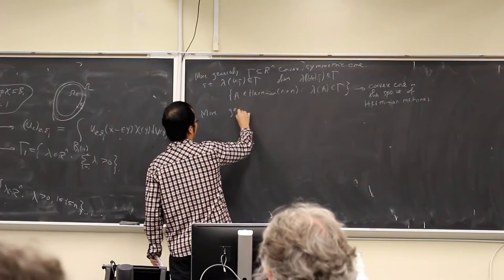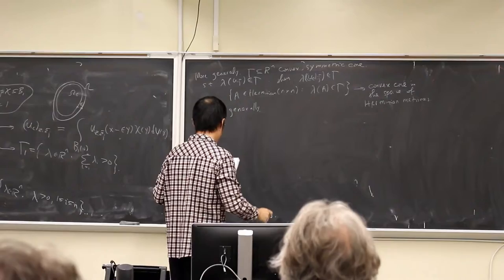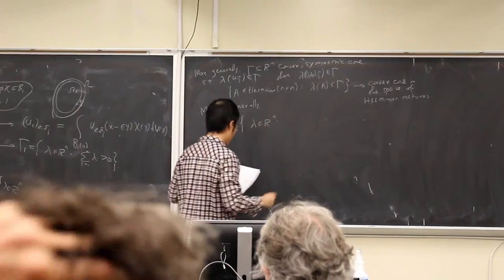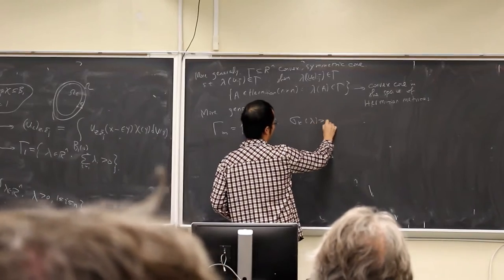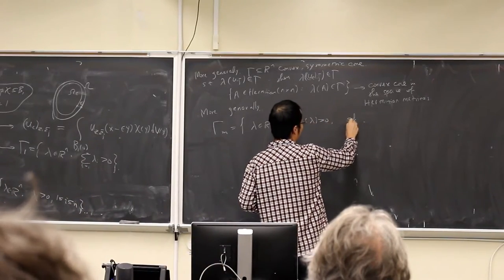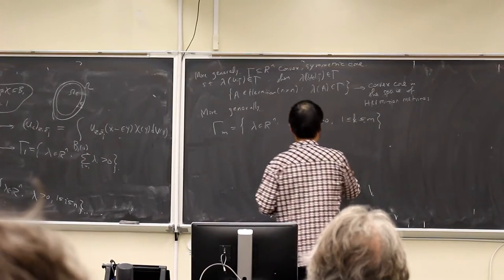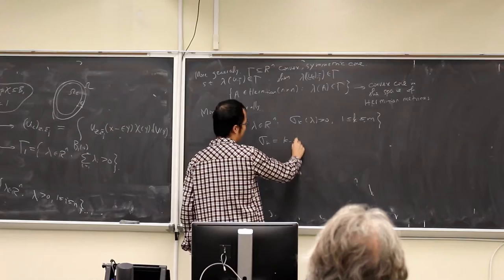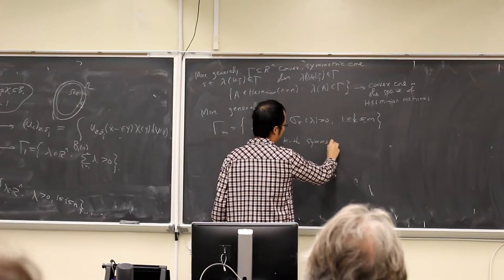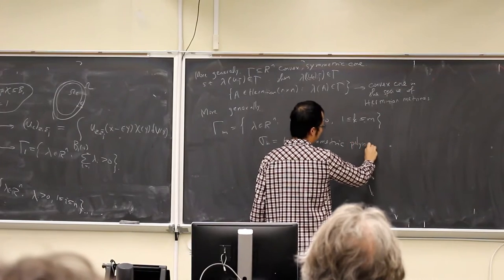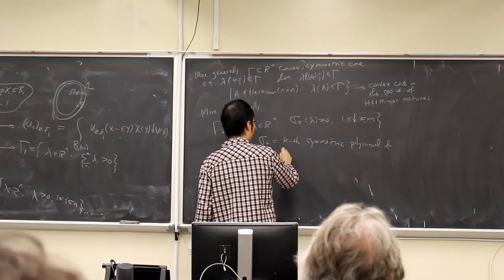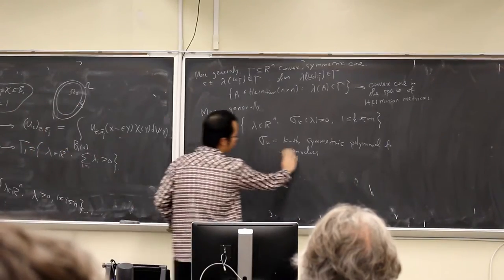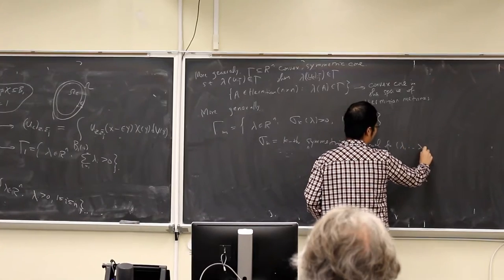And more generally, you can consider the cone gamma m, which is the cone for which sigma k of lambda is positive, where k is between 1 and m, and where sigma k is just the kth symmetric polynomial of the eigenvalues. Okay. So sigma k is the kth symmetric polynomial of the vector lambda 1 up to lambda n.